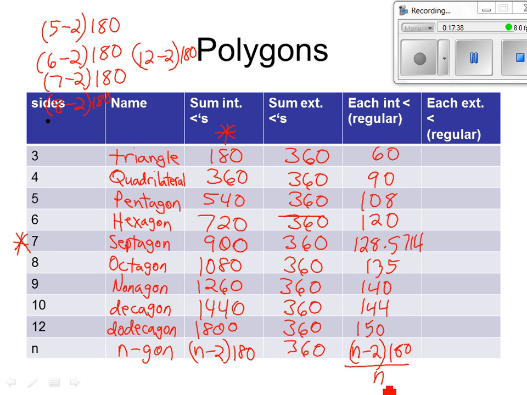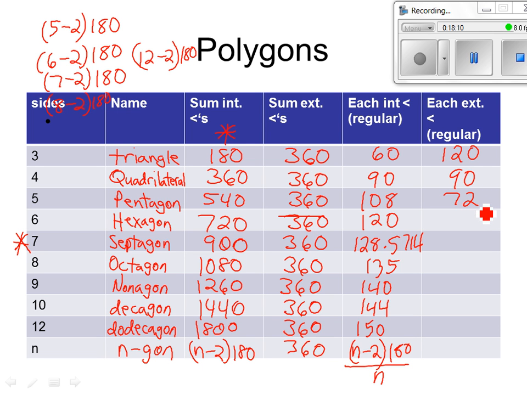For each regular polygon, you take the 360, and this time you divide the 360 by 3. What do you get? Take 360, take the exterior angles, divide them by the number of sides. 120, right? Take 360, divide by 4, 90. Take 360, divide by 5, 72.